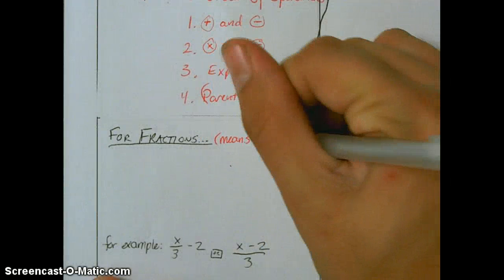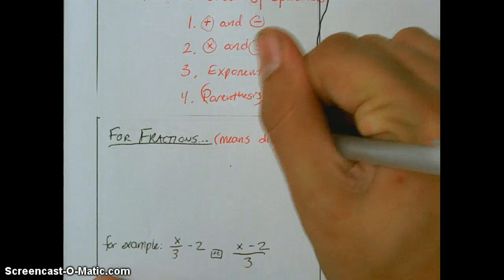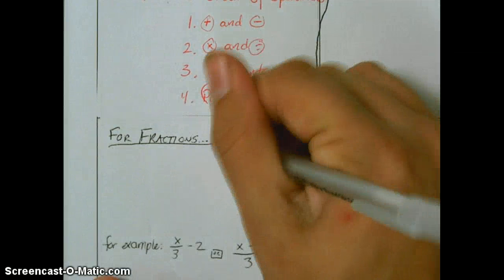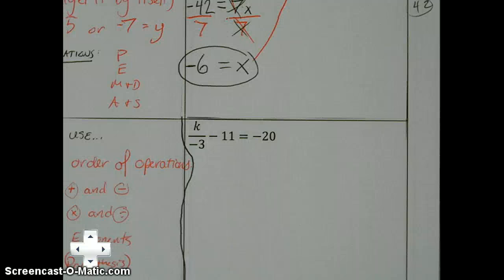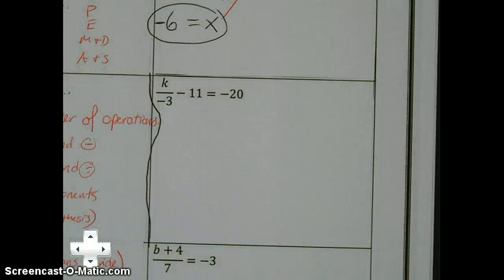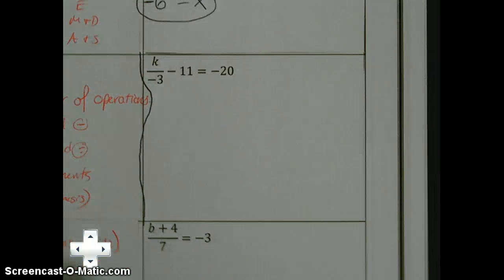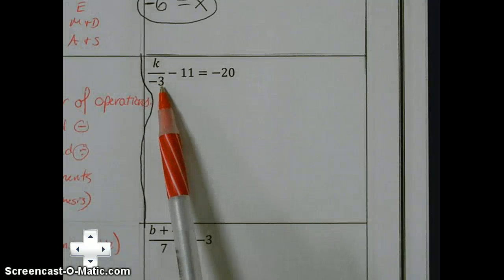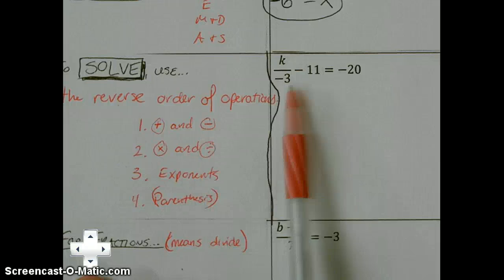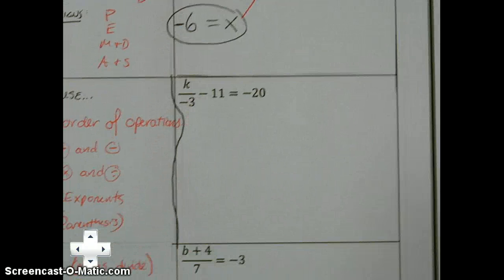It means division. It means divide. Fractions mean divide. So when I see up here k over negative 3, that means that we're dividing. So go back to our steps, right? We're going to do adding and subtracting first. Since this one's dividing, we want to worry about that later.